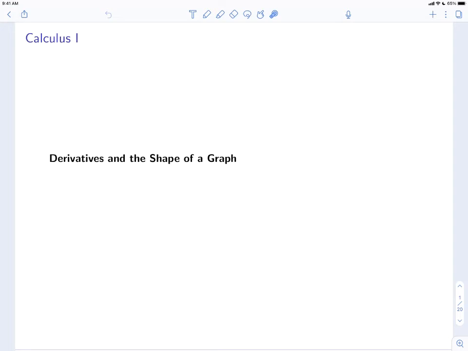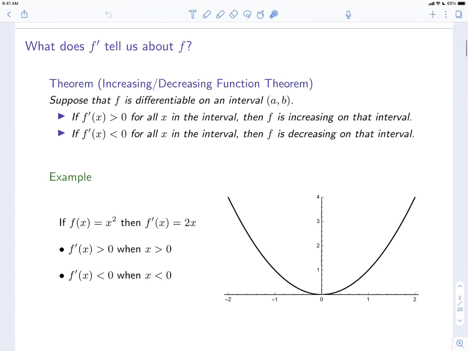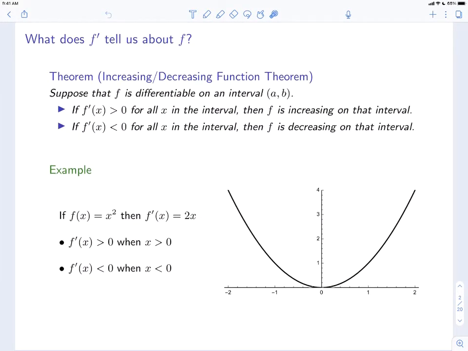In this video, we'll talk about derivatives and what they can tell you about the shape of a graph. We'll start with the question, what does f prime tell you about the function? Well, f prime tells you whether your function is increasing or decreasing on a given interval.